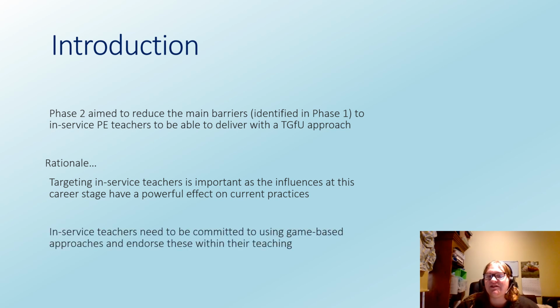The in-service teachers need to be committed to games-based approaches and be able to endorse these within their teaching to be able to then influence future generations of pupils, students, trainees, teachers, etc. to be able to uptake them within schools.